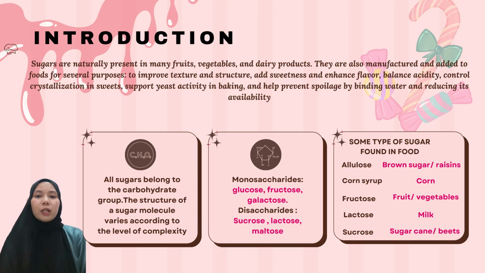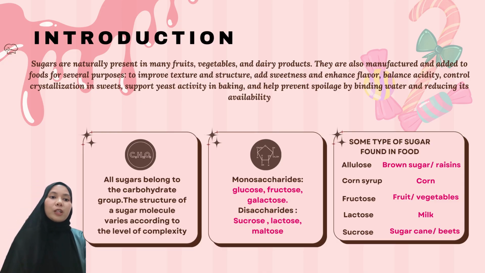All sugars belong to the carbohydrate group. The structure of the sugar molecule varies according to the level of complexity. There are two types of sugar: monosaccharides, which are glucose, fructose, and galactose. Next are disaccharides: sucrose, lactose, and maltose.